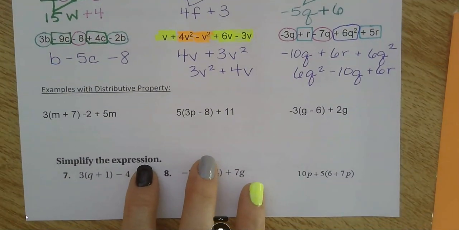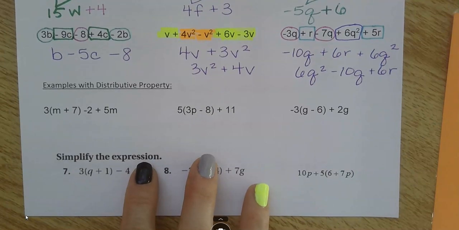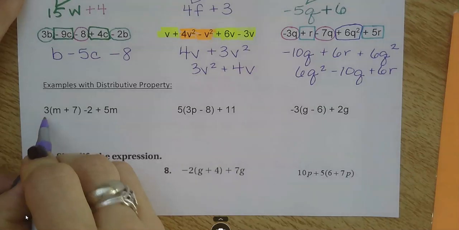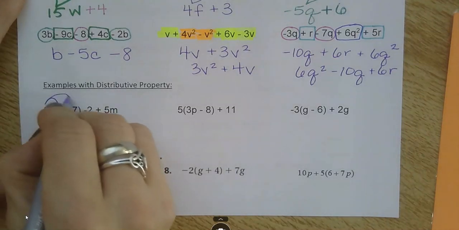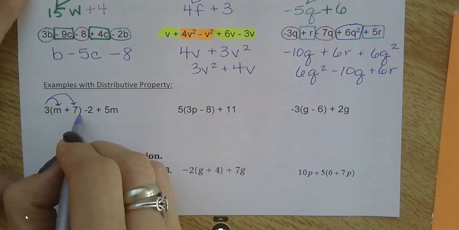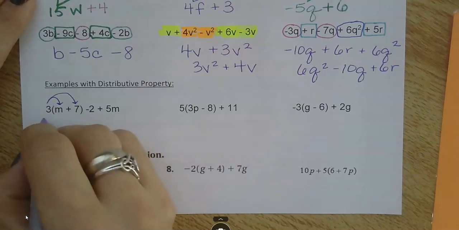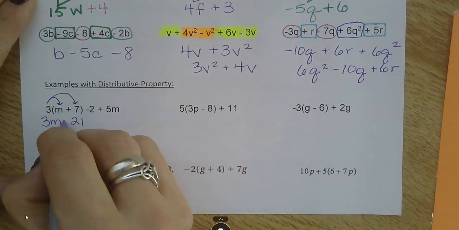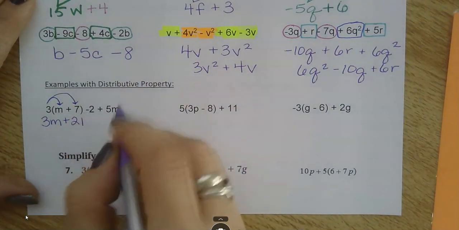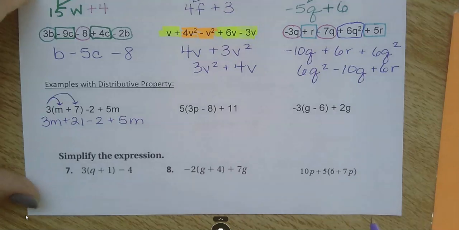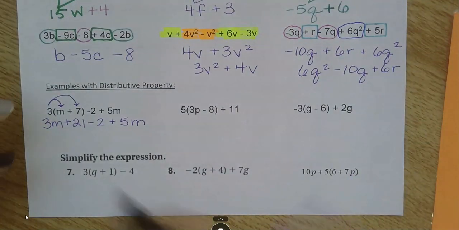Okay, so we're going to look at distributive property a little bit. It might have been a while since you've seen this. So distributive property is going to have us multiply this number out front of the parentheses times everything inside the parentheses. So for example, when I see this 3 outside the parentheses of the m plus 7, that means 3 times m, and I write it as 3m, and 3 times 7, which is 21, and if it's positive, put a plus sign there. And then I'm just going to copy the rest of this down. Minus 2 plus 5m.